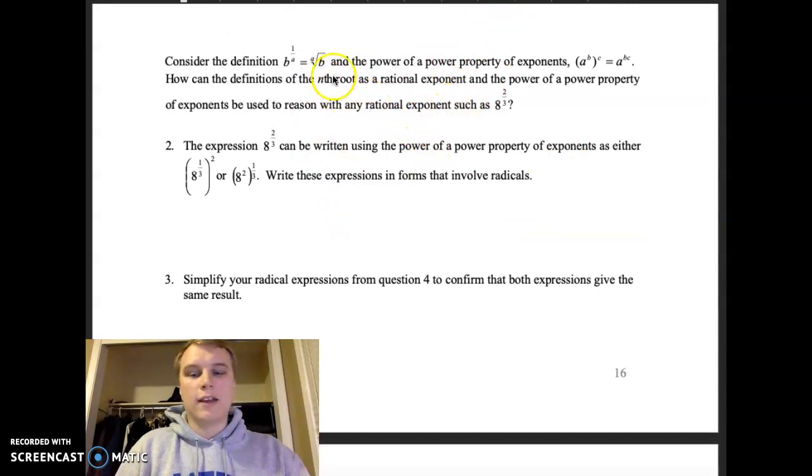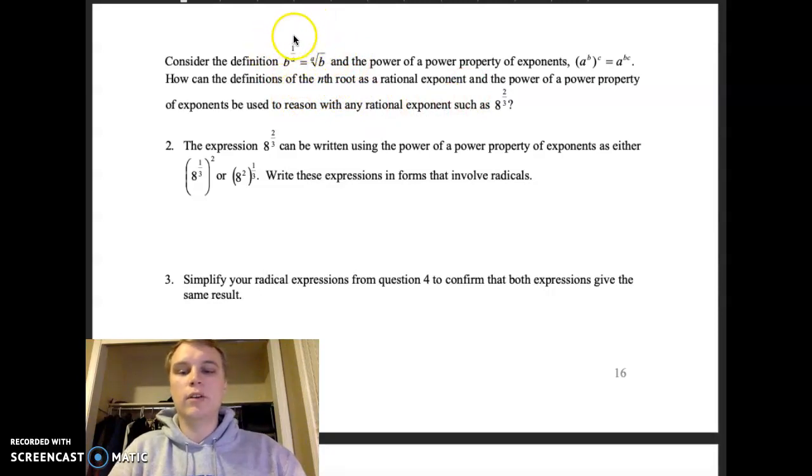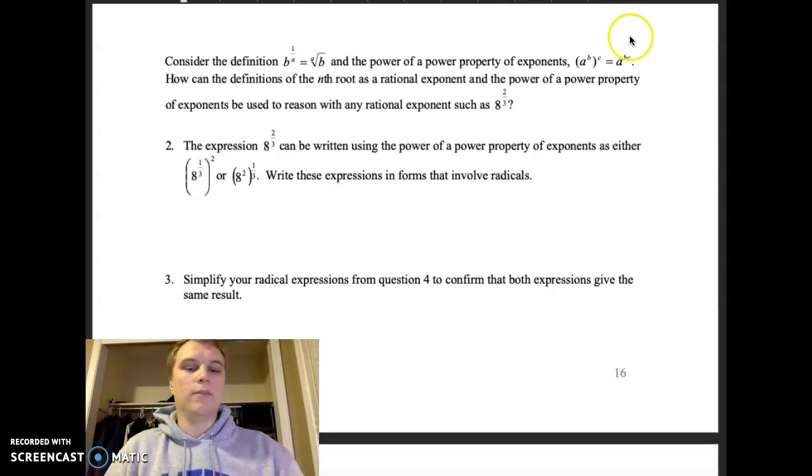So what this is saying is what I just talked about, where our rational exponent with whatever a value we have, that's the root that we're looking at. So then we apply the power property as well, where we have a number raised to a power, then raised to another power, is that number raised to those two powers multiplied.